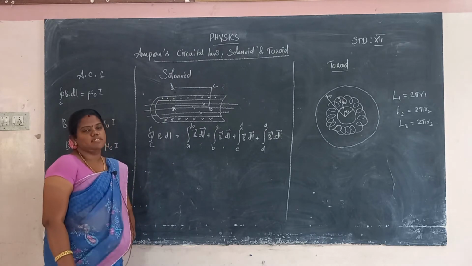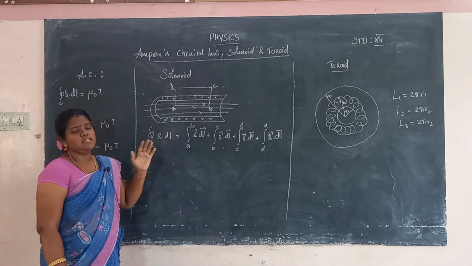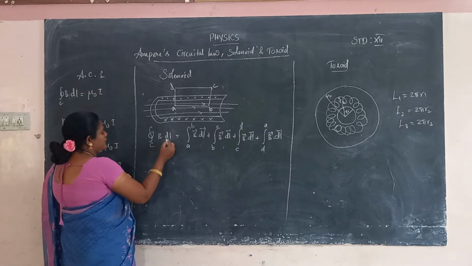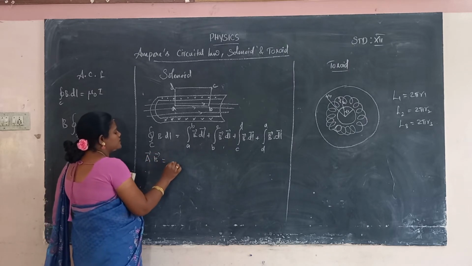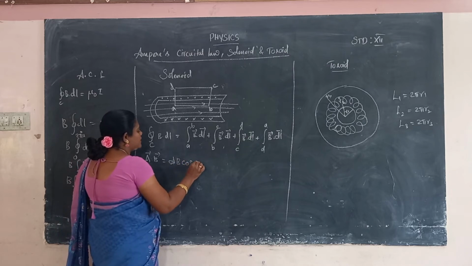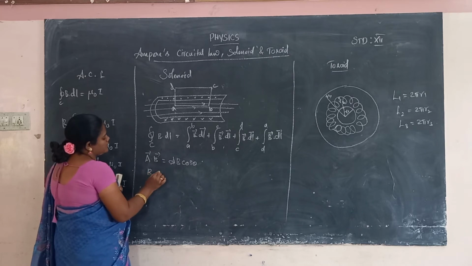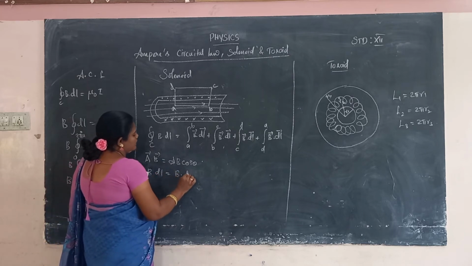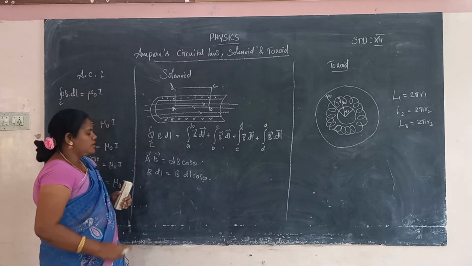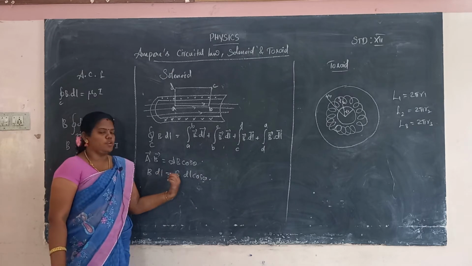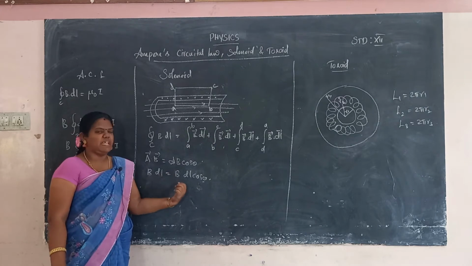What's the meaning of that term? It will be perpendicular to the two sides. A dot B is equal to AB cos theta, in the vector form. The same as B dot dl is equal to B dl cos theta. Not a full stop. B dot dl is equal to B dl cos theta, because A dot B is equal to AB cos theta.